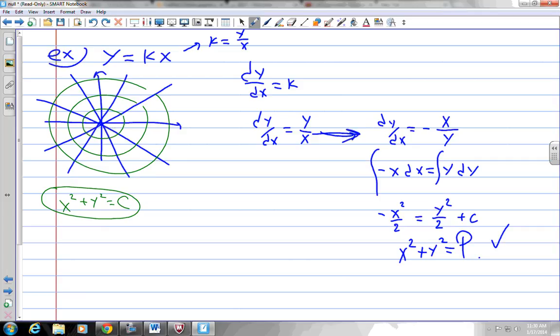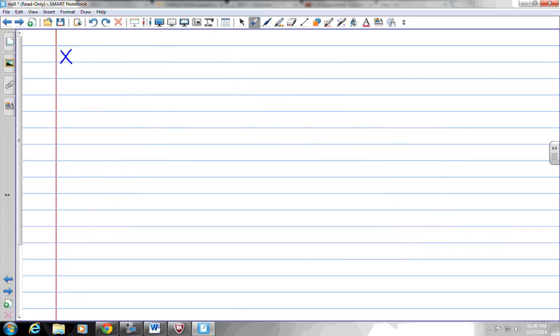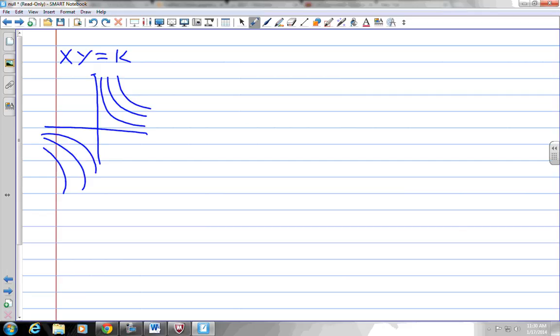Let's try another one. How about this, where the product of x and y is some constant? So it's a bunch of these hyperbolas. In this case, I'm just going to take a derivative as it is. I'm just going to kill k altogether, right? If I just take a derivative, k is gone.